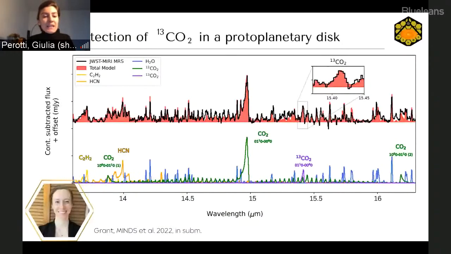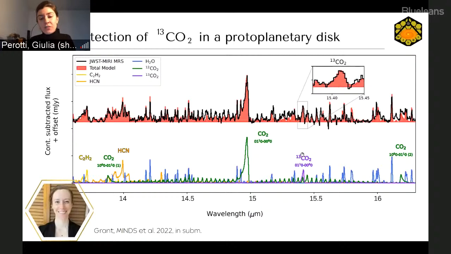You can see, again, as we saw already before in the previous talk, a forest of lines that Webb, the MIRI, and the MRS instrument is able to detect. This source was showing a particularly strong CO2 emission here, which was previously detected with Spitzer, and also acetylene was previously detected. But right now, with the much higher resolution of MIRI, we're also able to detect hydrogen cyanide, several water lines, as well as 13CO2.